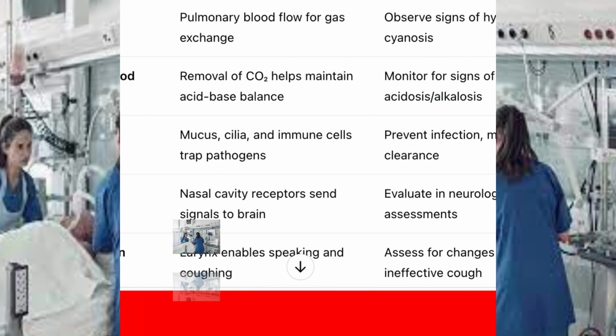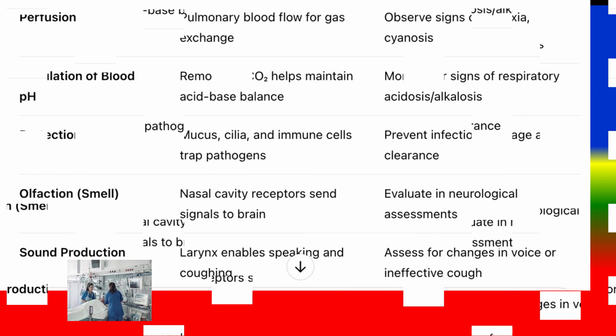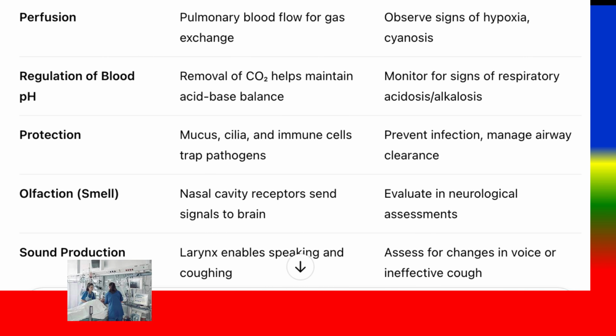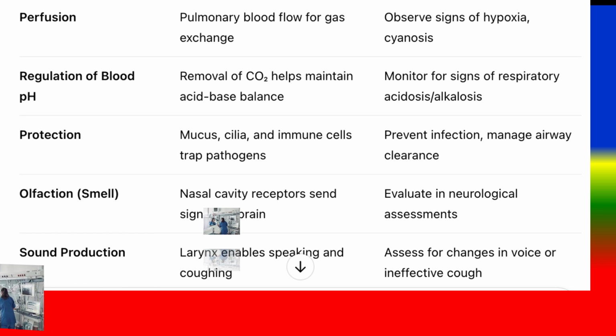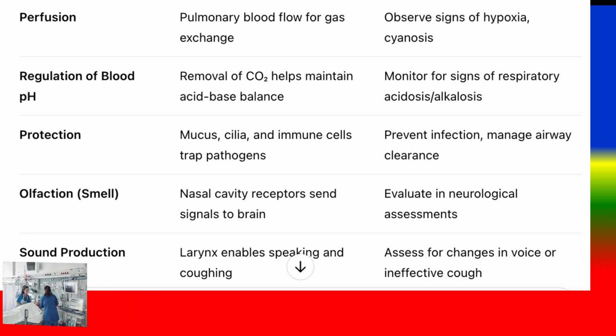Regulation of blood pH: removal of CO2 helps maintain acid-base balance; monitor for signs of respiratory acidosis, alkalosis. Protection: mucus, cilia, and immune cells trap pathogens, prevent infection; manage airway clearance. Olfaction, smell: nasal cavity receptors send signals to the brain; evaluate in neurological assessments. Larynx enables speaking and coughing; assess for changes in voice or ineffective cough.